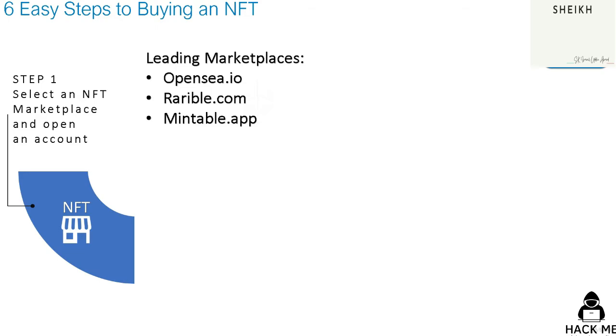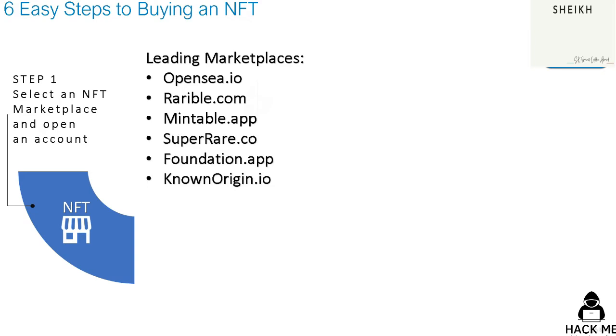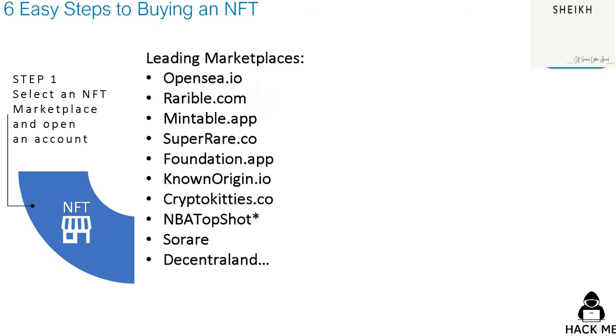Now, these are not the only marketplaces available. In fact, there are many others. There's SuperRare, there's Foundation, there's Known Origin. All of these are popular places where you can actually buy NFTs. There are also opportunities where you can buy NFTs of other kinds. So for example, pre-made NFTs such as CryptoKitties or NBA Top Shot, which actually has the leading events from the NBA players. All of these are opportunities for you to buy NFTs, and these are all marketplaces where you would go and open up your account.